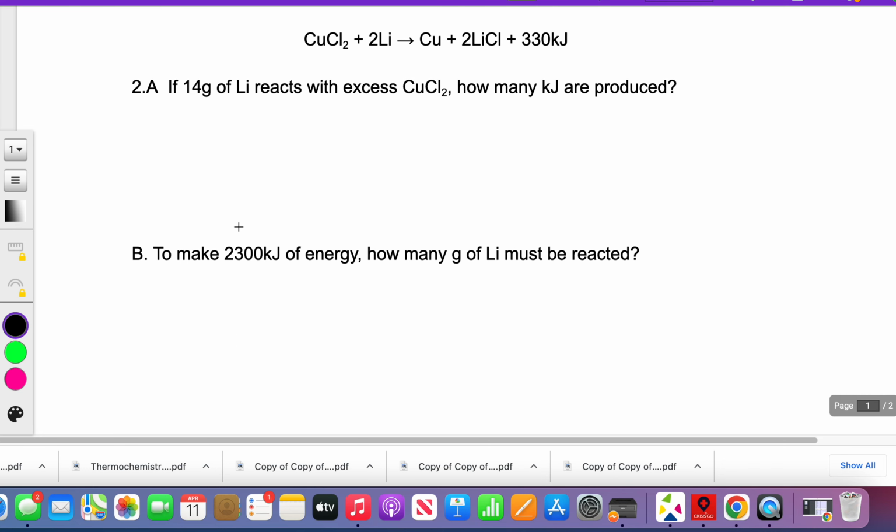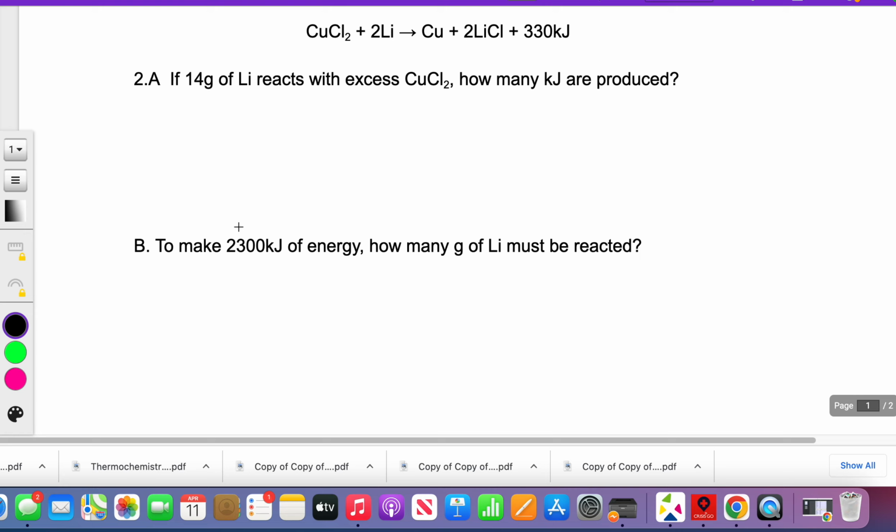Okay, question 2A. If 14 grams of lithium reacts with excess copper 2 chloride, how many kilojoules are produced? Well, remember that there's an energy to mole ratio from the balanced equation. So first you have to have a balanced equation, but this one's already balanced for you. So what you're going to do is take the grams of lithium and change to moles of lithium. So 1 mole lithium equals roughly 6.9 grams of lithium.